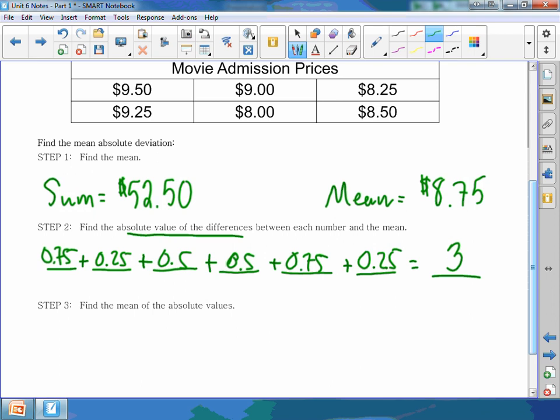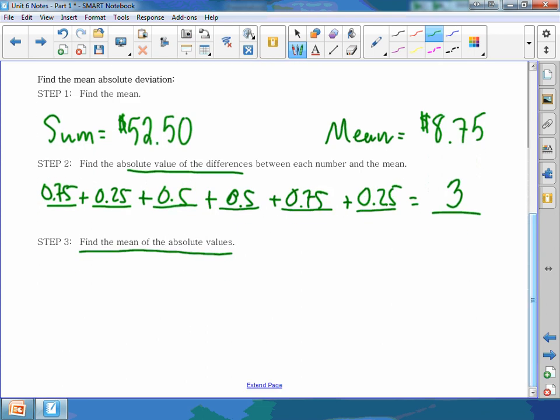What we have to now do is find the mean of all of these numbers. Well, we're right there. What do you do to get the mean of these numbers here? Cameron? Yeah, there are 6 numbers just like up above. So you take your 3 divided by 6, and we get 0.5, or in this case, since it's money, we would say 50 cents. Okay? So the mean absolute deviation for this set of data is 50 cents difference.